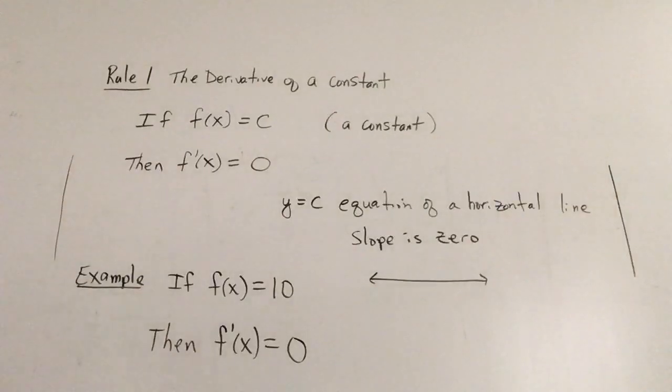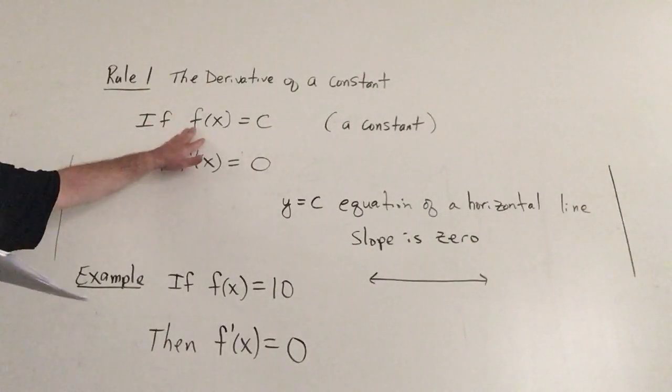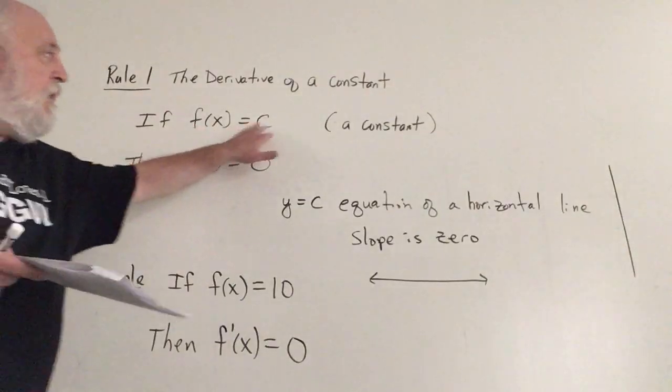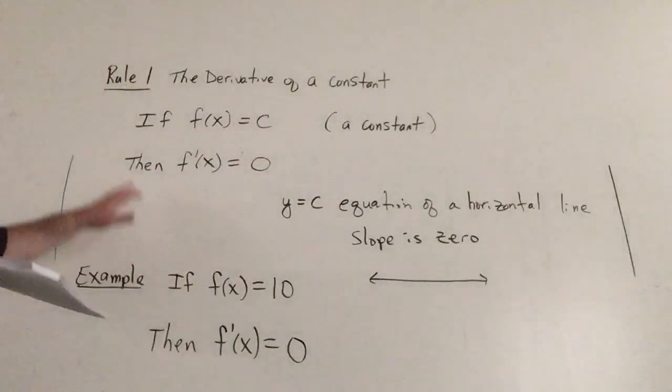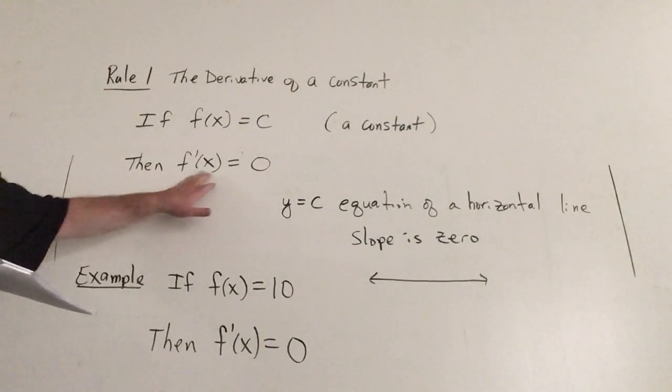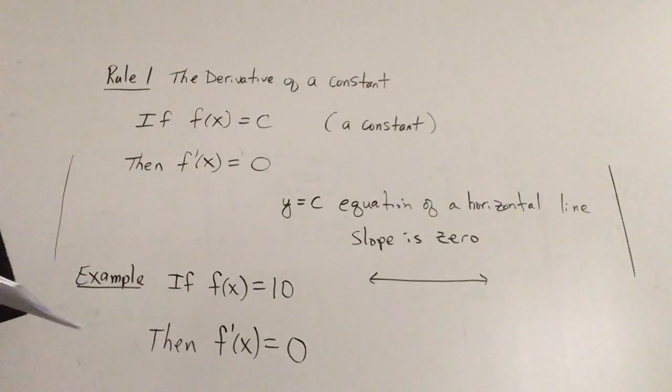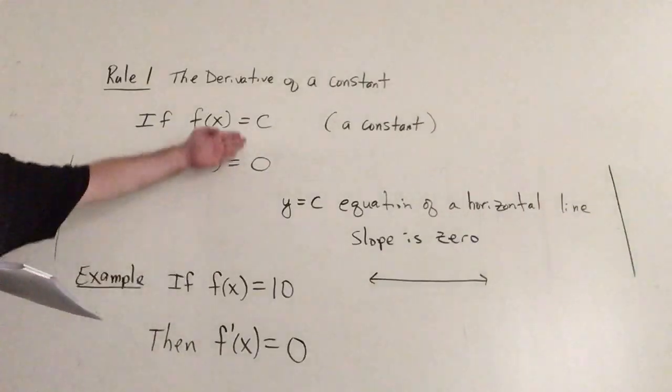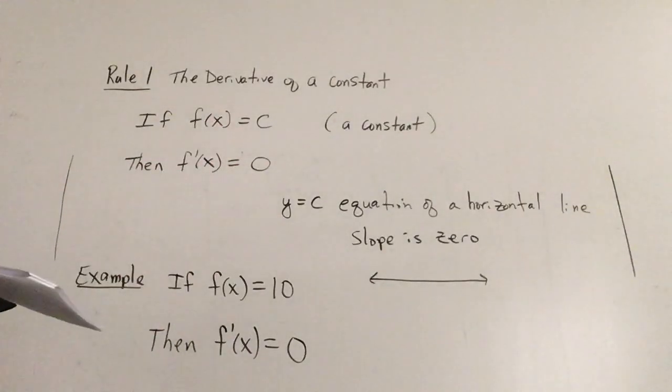So for our first rule, the derivative of a constant, if our function f of x is equal to c, a constant, then the derivative of f of x, denoted f prime of x, is just equal to 0. And that makes sense. So the derivative of a constant is equal to 0.